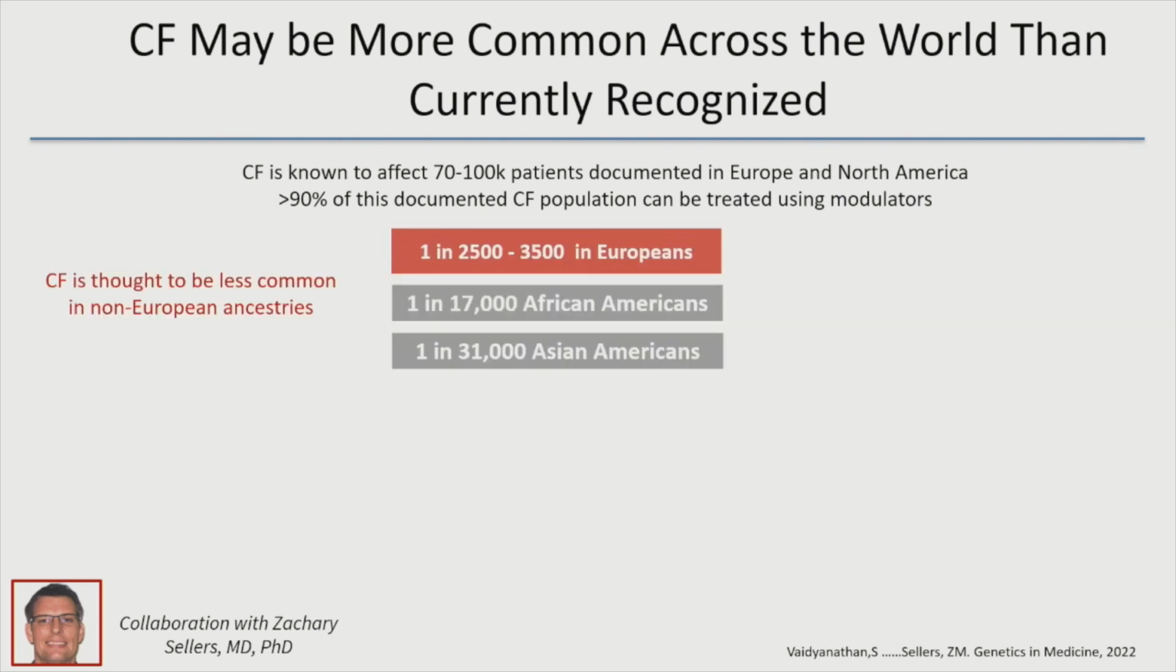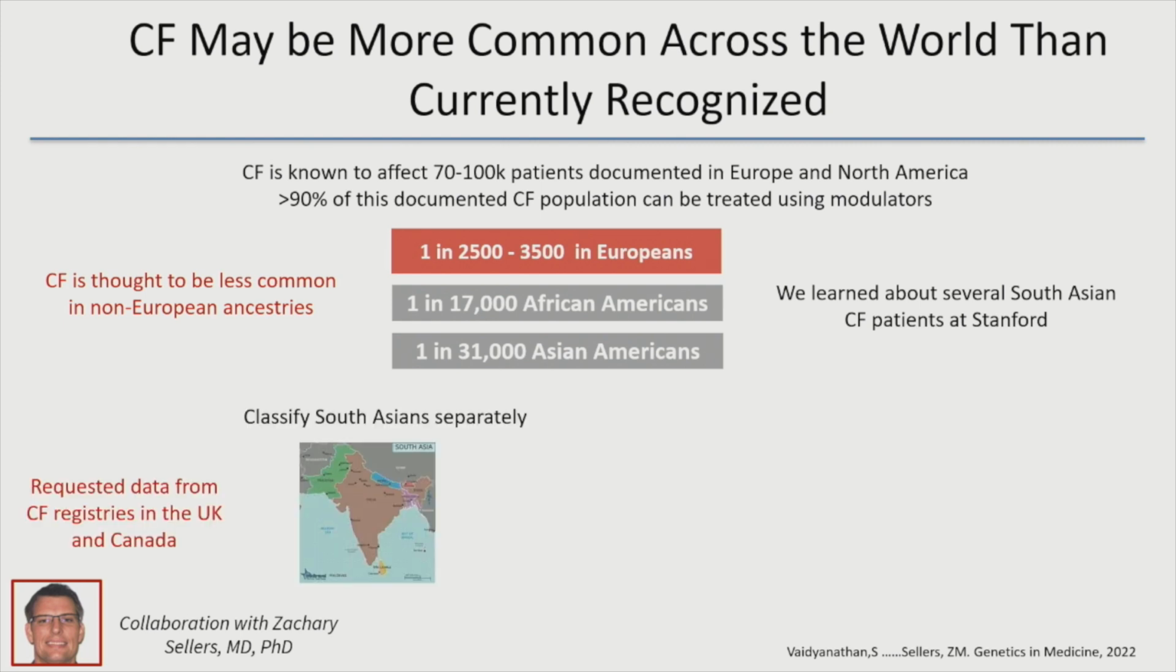Now, we also know that CF affects people of non-European ancestries. This is data that most people are familiar with, right? It's more common in people of European ancestry, and then it really goes down when you look at people of other ancestries. I was really happy with that until 5 years ago, when I was having a conversation with somebody at Stanford, where I was still a postdoc then.